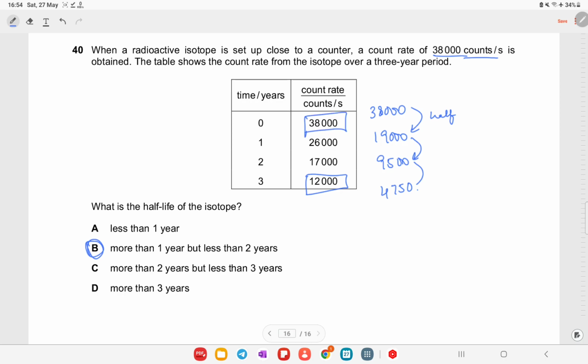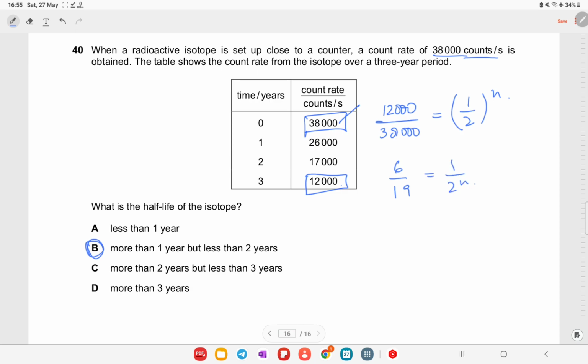So now we have to use another strategy to find this out, because this one is not working over here. So I'll use the formula: remaining, which is 12,000, divided by the actual, which is this, equals one over two to the power n, where n is the number of half-lives. If you solve this, you will end up with this number. Anything to the power 1 is 1.